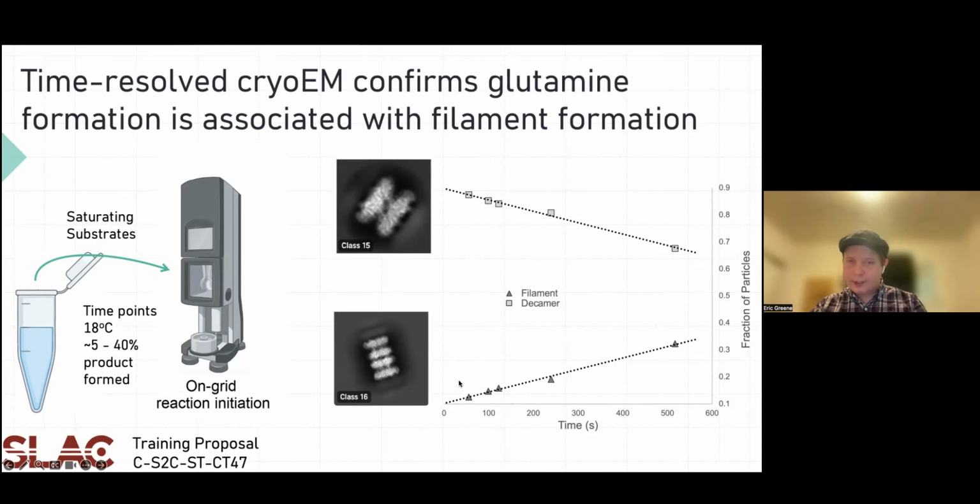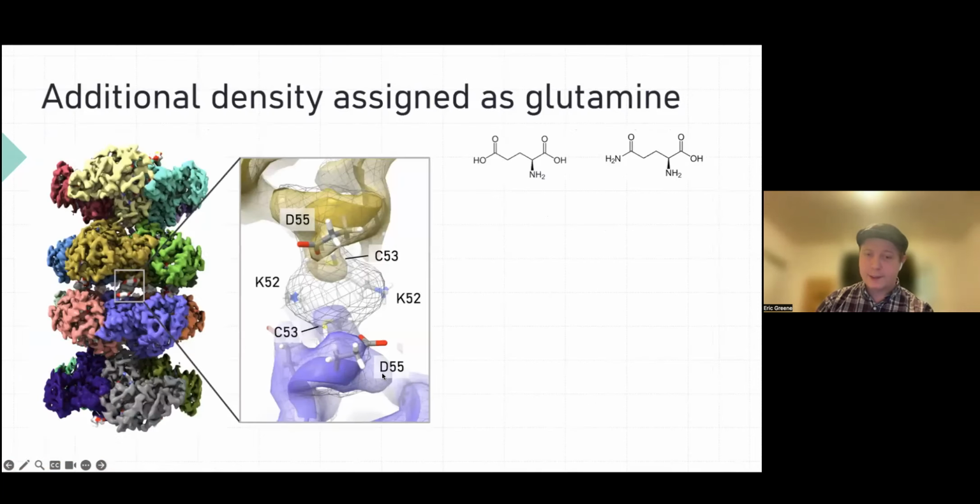I initially started with taking each one of these data sets individually, classifying it out in 2D class averages as decamer and filament, and then taking this fraction of the total particles and plotting it against time. What was just so validating from this experiment was that we could see that the decamer particles went down linearly with time, and the filament particles went up linearly with time, thus showing to us that glutamine formation by the enzyme was actually helping to stabilize this interface.